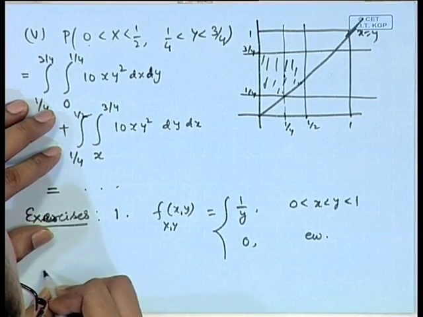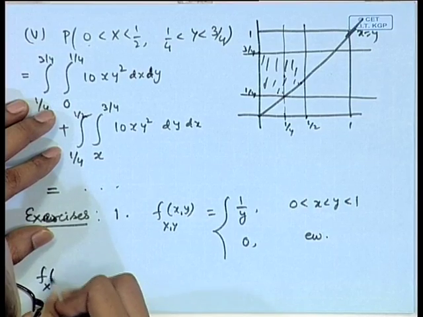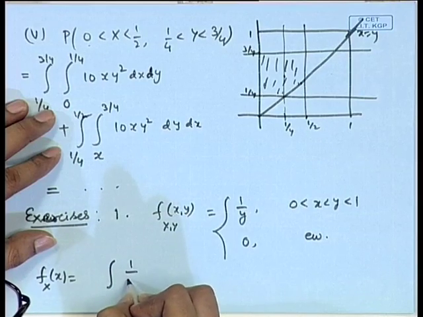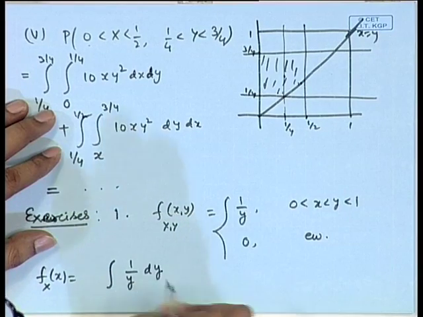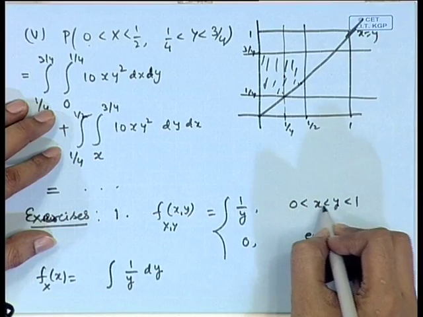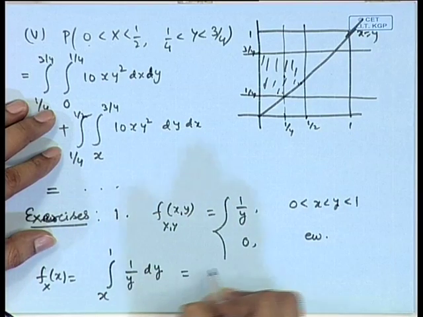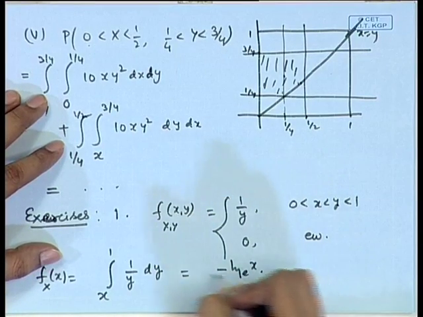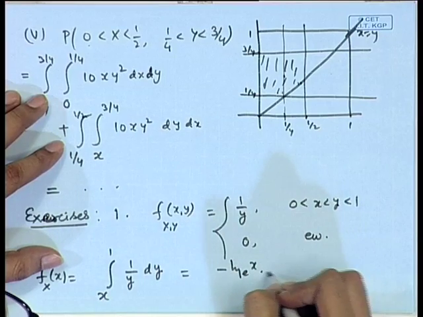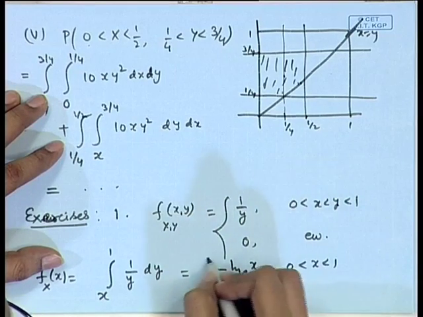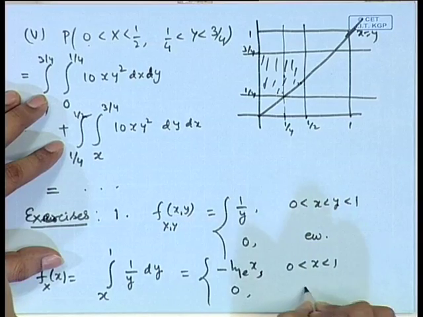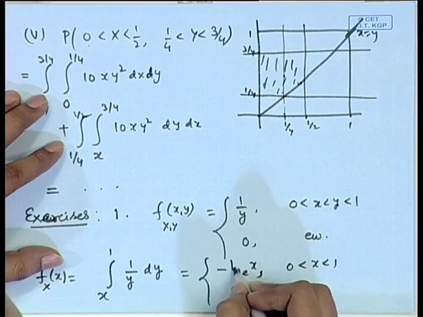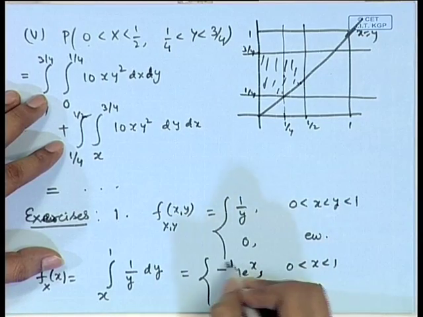So, let us look at the marginal distribution, say f x, that is equal to integral 1 by y with respect to y. Now, the range of y is from x to 1. So, that will give us minus log of x, because it is log y. Log 1 is 0, and here the range of x is from 0 to 1. We should not think that this is a negative value, actually x is between 0 to 1. So, log of x is a negative value, so minus log will be a positive value.